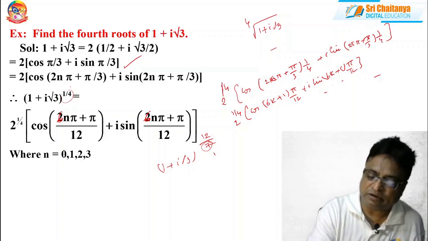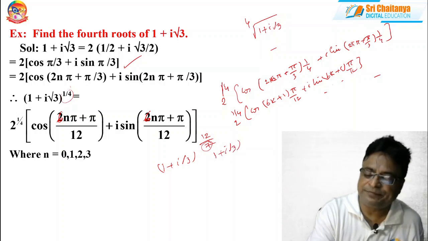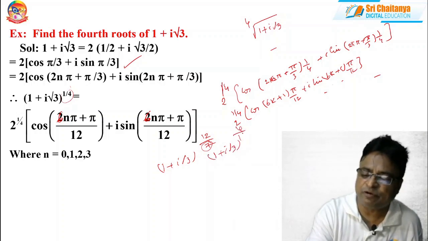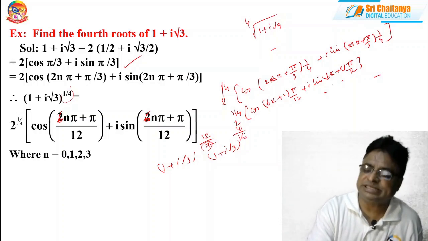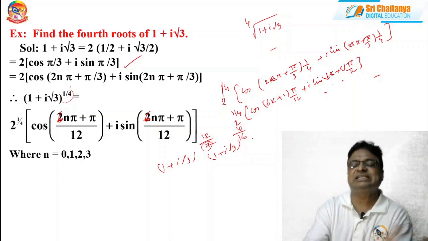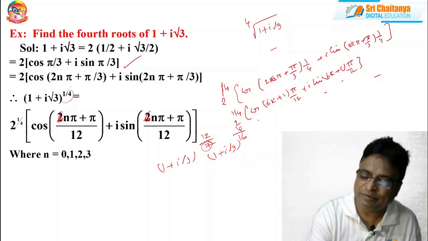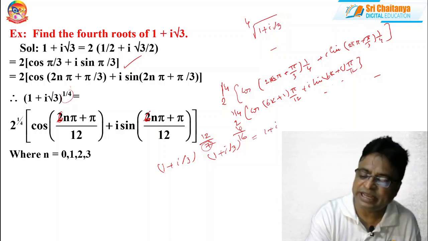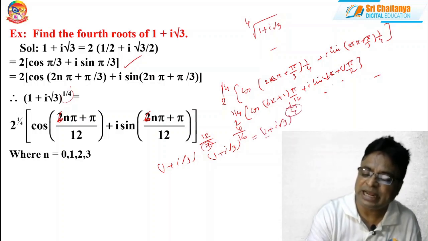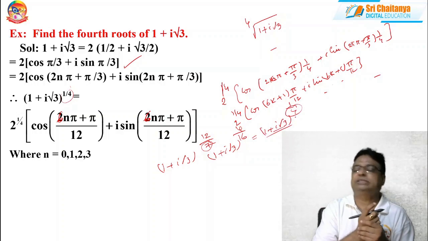Suppose I have given the question (1 plus i root 3) whole power 4 by 16. How many roots will exist? How many values, find all values for this one. Then immediately don't say that it has 16 values, because I can simplify 4 by 16. I can write it as (1 plus i root 3) whole power 1 by 4. So automatically it has 4 different values only, not 16.